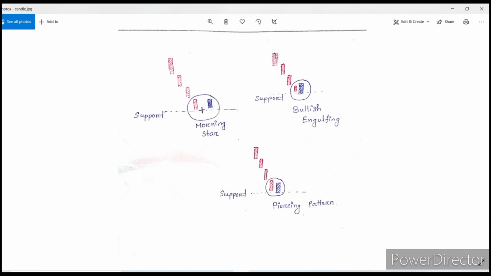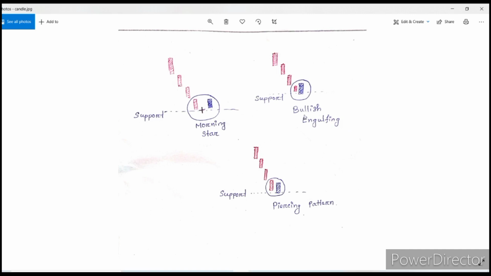Then we have bullish engulfing. The market is coming down at support level. What happens? The market is making red candles. Finally the market makes a big bullish candle. The bullish candle is so big that it completely covers the previous red candle. As you can see, the previous red candle's body is completely covered by the body of this bullish candle. This is known as bullish engulfing.